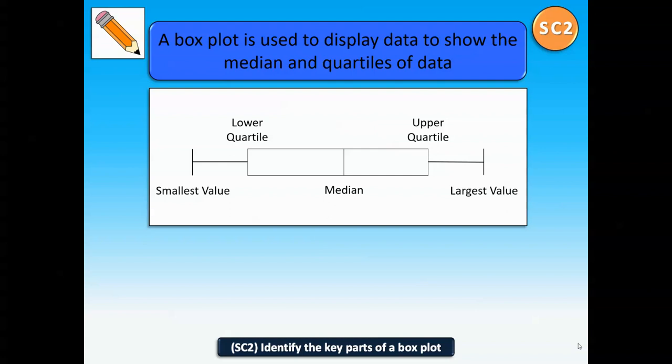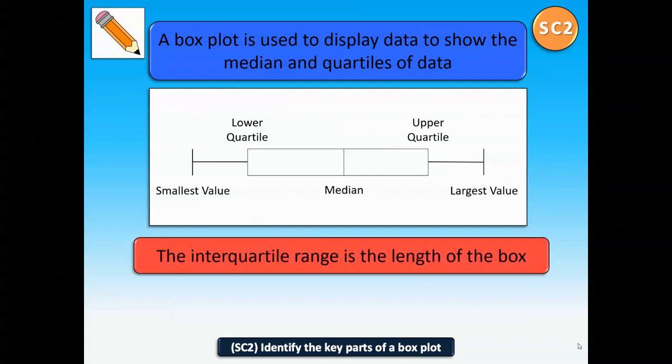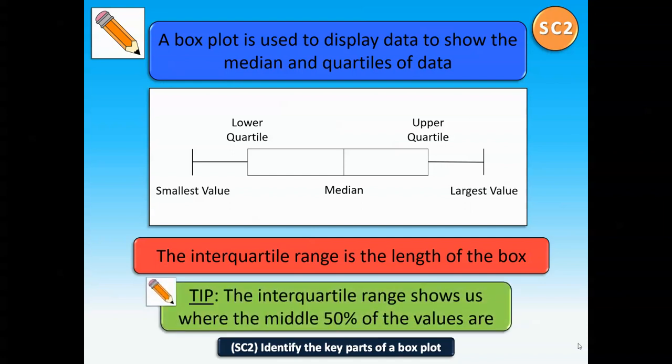And the ends of the whiskers, so they're the lines on the side, they tell you the largest and the smallest value. Remember, the interquartile range is the upper quartile take away the lower quartile. So that tells you the length of the box. The interquartile range always shows us the middle 50% of the data.